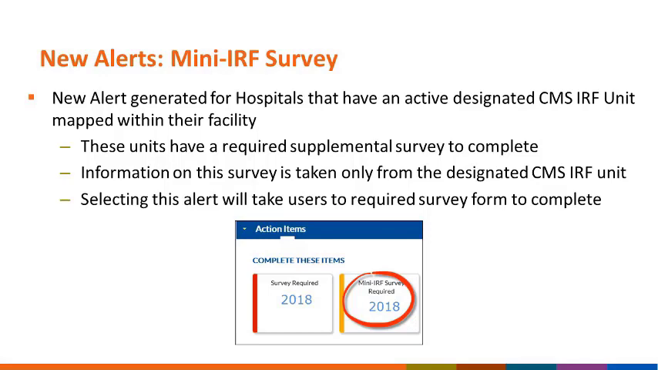You will notice in NHSN, if you have a CMS IRF unit, that there is now a new alert. This alert has been generated for hospitals that have an active designated CMS inpatient rehabilitation facility mapped within their facility. These are also known as CMS IRFs. What is a CMS IRF unit? This is an inpatient rehabilitation facility located within an acute care facility that either has a T or an R in the third position of its CCN number.